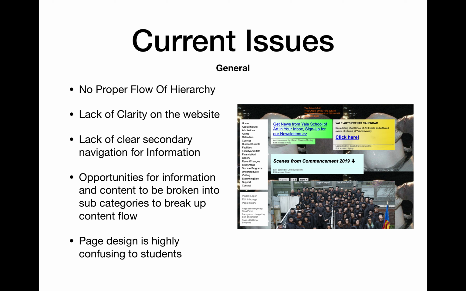There's a lack of clear secondary navigation, and opportunities for information and content to be broken into subcategories to break up the content flow. Page design is highly confusing to students. The navigation on the left is a little lengthy. I feel like there are some things that could be subcategorized under major headings or major labels.